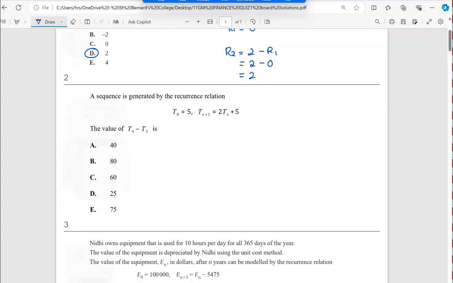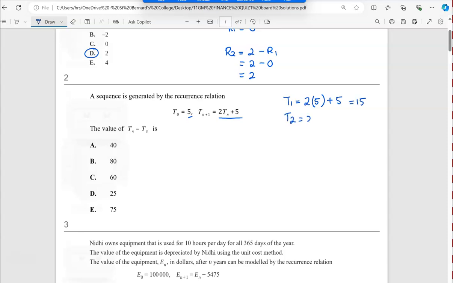Okay, so then the next one, this is the same thing. It's got a recurrence relation, so it's got the rule of how I can get the next one, but it wants me to find what T4 is minus what T3 is. So if I look over here, T1 is going to be 2 times the one before, which is 5, plus 5. So T1 ends up being 15.